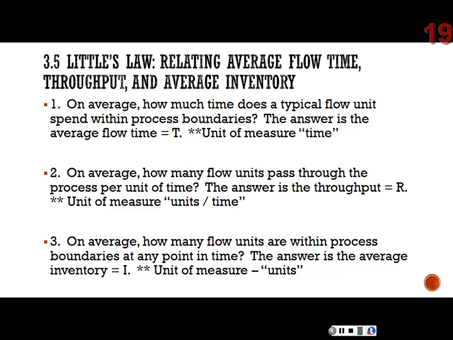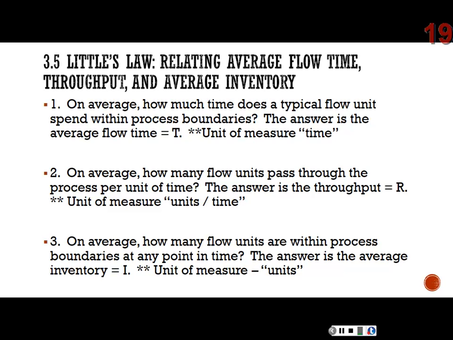On average, how many flow units pass through the process per unit of time? The answer is throughput. Its units of measure are units per time. So if I say that I can do 60 minutes in an hour, okay, that's 60 minutes per hour, that's unit per time, I'm talking about throughput, okay? So anytime you're using a rate, it's throughput. Anytime you're just talking about specific time, there's a couple of inconsistencies in the textbook. When I write the problems for the test and whatever problems I have you work on, I'm very clear. I talk about time, I talk about units per time, and I talk about units, which is then your inventory.